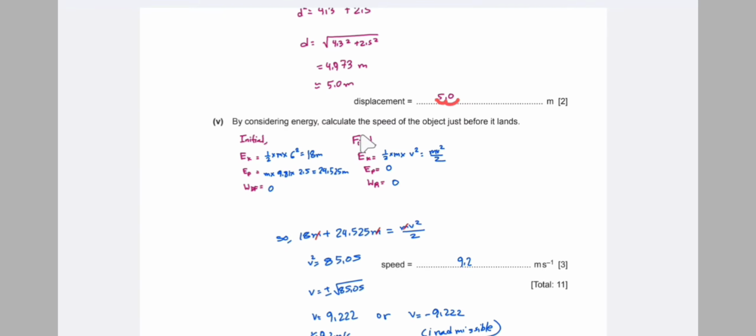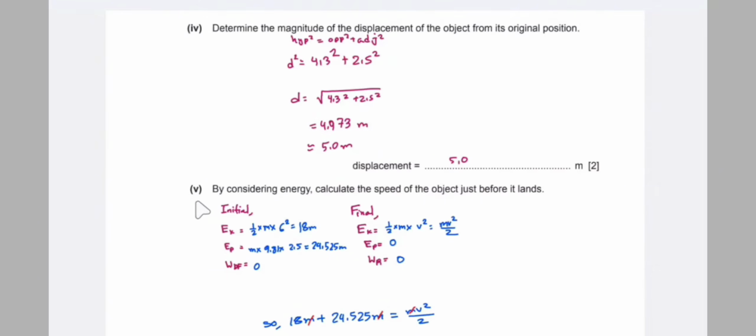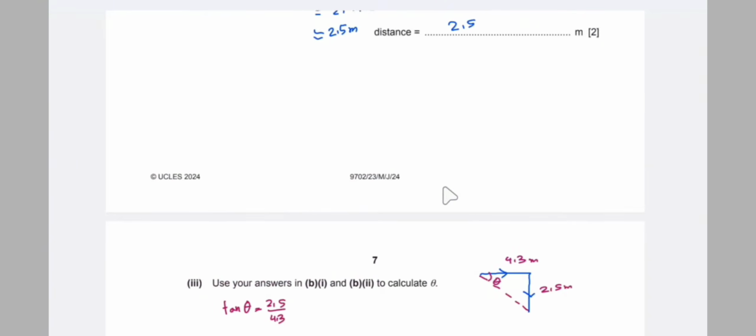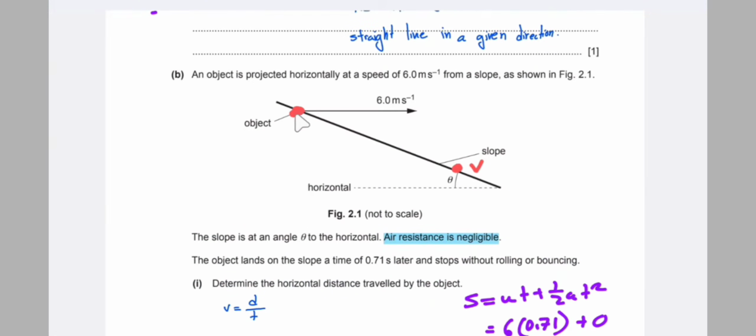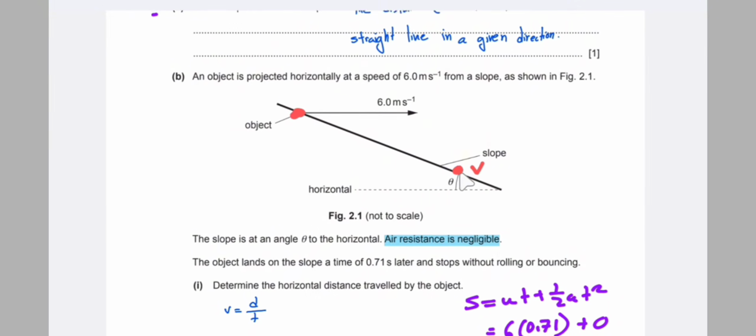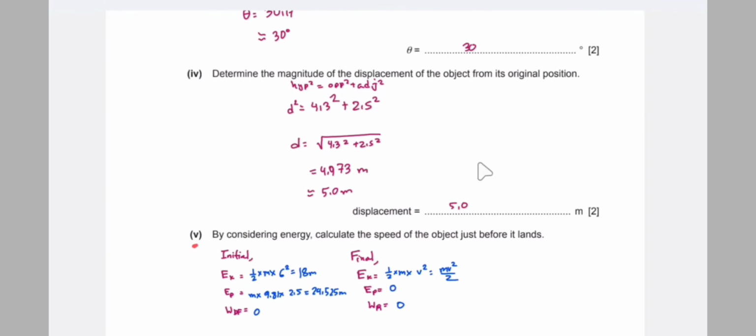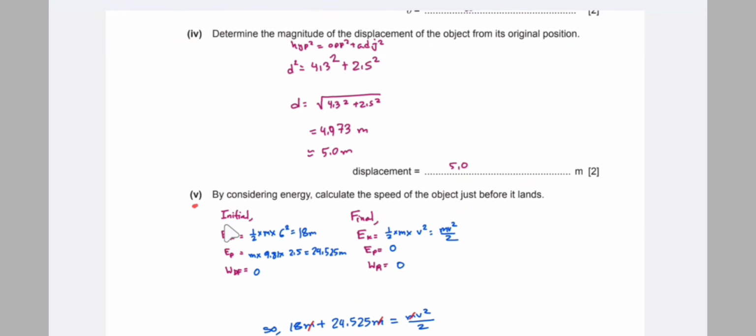By considering the energy, calculate the speed of the object just before it lands. So speed of the object just before it lands, that means from the starting point to the ending point, when the object lands, we need to find the speed of the object. So to find the value of speed, you have to remember that by using this energy method, initially and finally. So initially we have kinetic energy, gravitational potential energy, and work done by driving force. And finally we have kinetic energy, gravitational potential energy, and work done against resistance. So you have to consider the three energies for initially and three energies for finally.